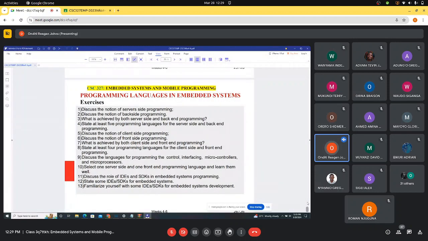Discuss the role of IDEs and SDKs in embedded system programming. As we had seen, IDEs and SDKs are very important. They help us interface other secondary peripherals into the embedded system. State some IDEs and SDKs for embedded systems. Then familiarize yourself with some IDEs for embedded systems. So that's an exercise that would help you understand this particular class for today. You can cover all those 13 questions and then ask yourself whether you understood that class well. Then I think you will be in a good place.